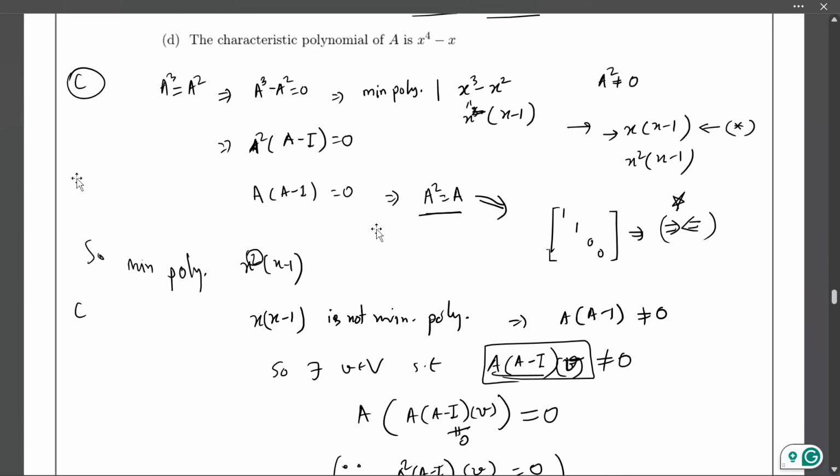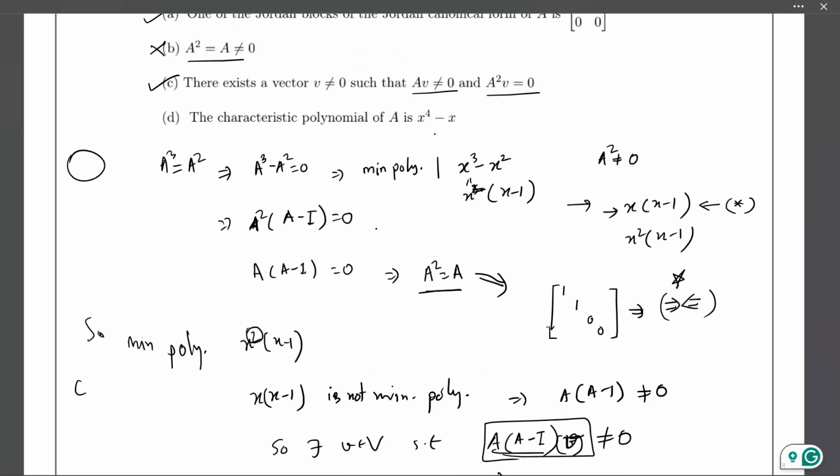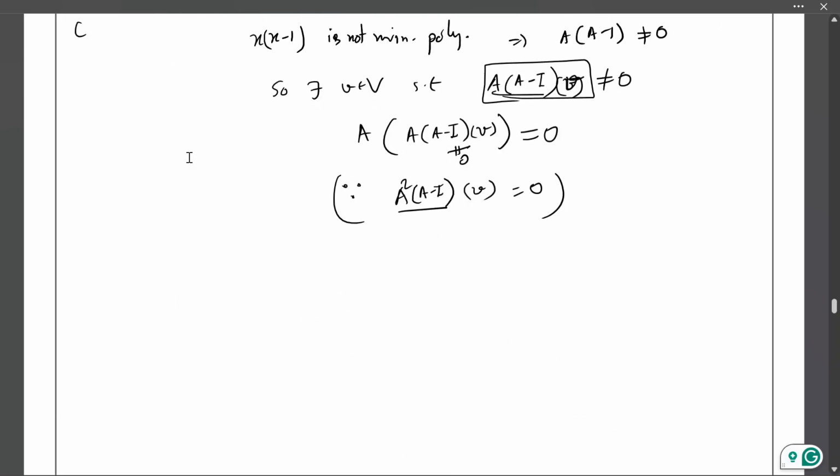And C is correct. Characteristic polynomial of A is x power 4 minus x. Incorrect. This is also false. You know why? Because the minimal polynomial x minus 1, x square, x minus 1, can it divide the characteristic polynomial x power 4 minus x? It can never divide because this has factorization x times x cube minus 1. Here you have power 2 of x, here you have power 1. Right? So this does not divide. So this is not the characteristic polynomial. D part is also failing. So let's see the next question.